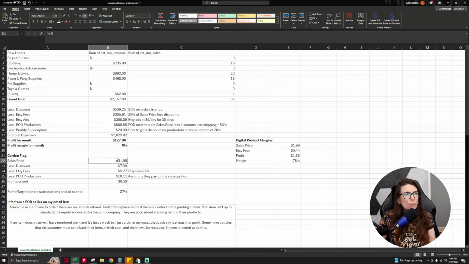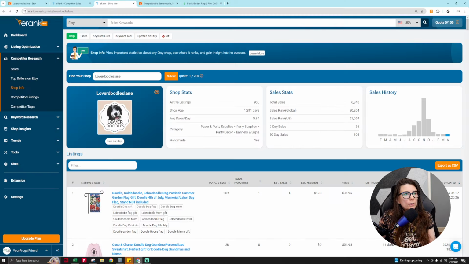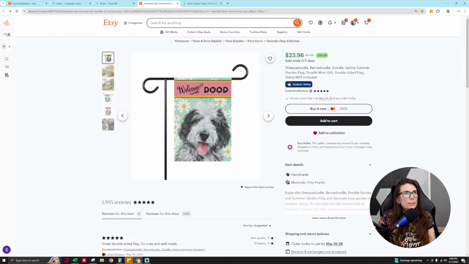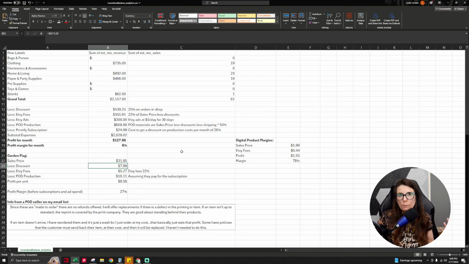So for example, the garden flag that they are selling is $31.95. And then they're selling it on sale. So you're like, okay, if people are only able to sell this in the market with a discount, then I will probably have to do a discount as well. So then you have to factor in the discount in order to compete in the market. And then you will have the Etsy fees.